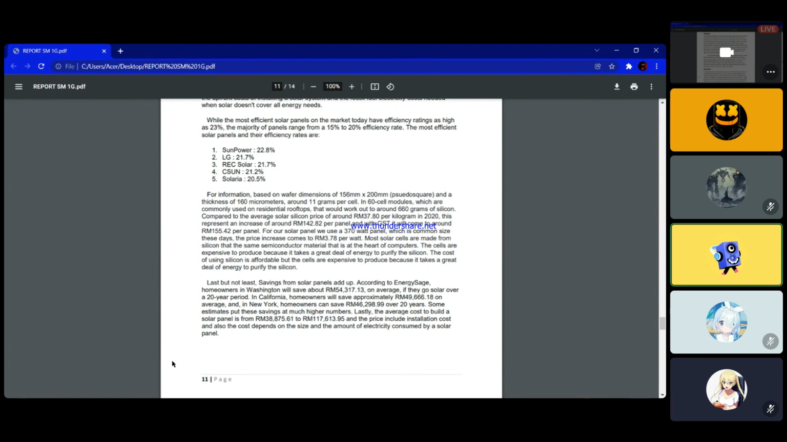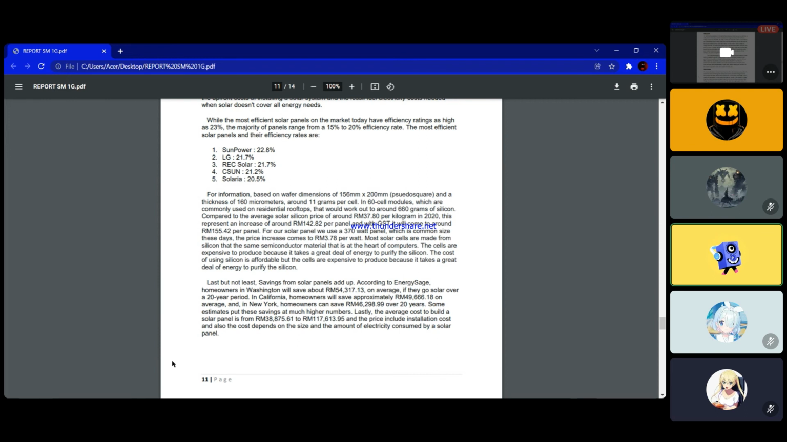Most solar cells are made from silicon, the same semiconductor material that is at the heart of computers. The cost of using silicon is affordable, but the cells are expensive to produce because it takes a great deal of energy to purify the silicon.